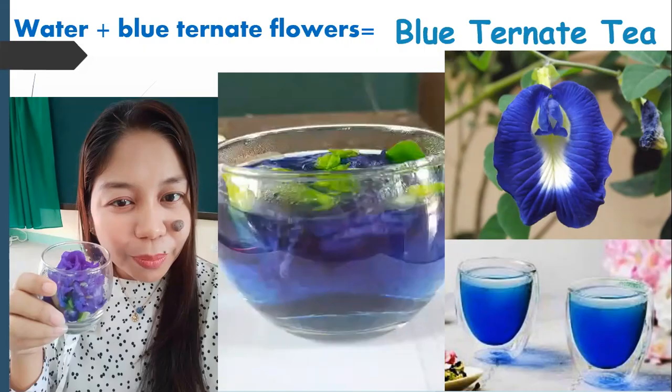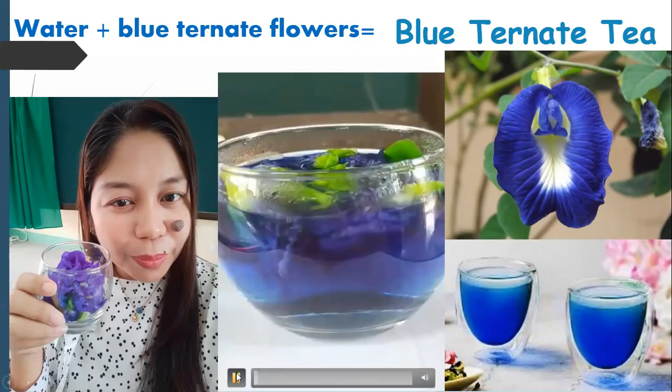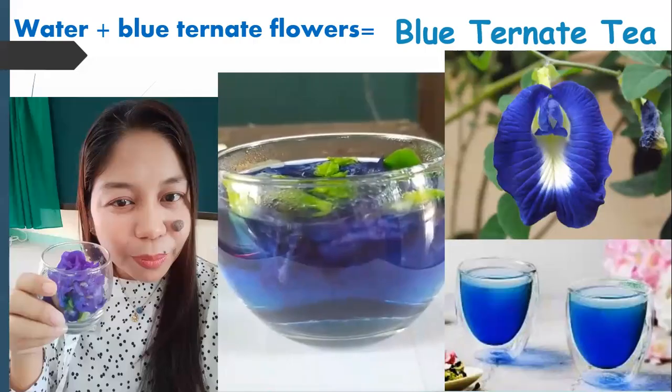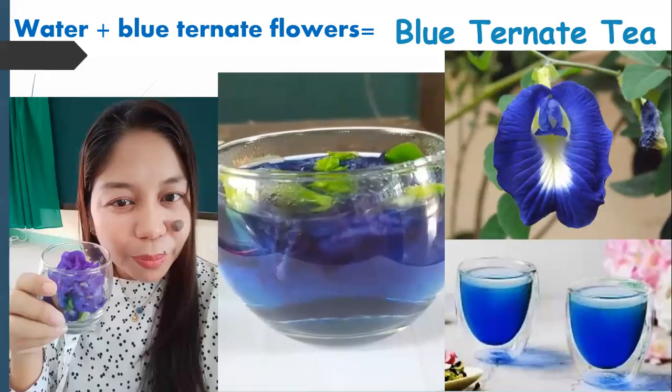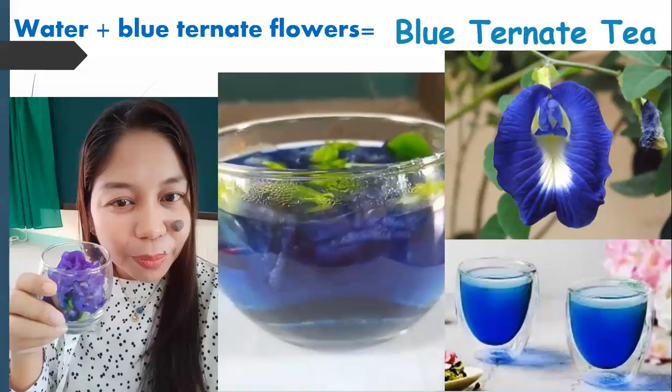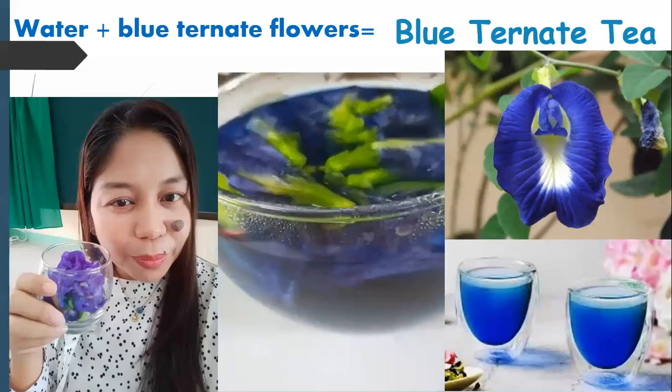What I do is that I put 10 blue ternate flowers in a cup or in a glass and then pour in some hot water. Then I wait for 5 minutes so that the flower's juices may steep into the water. Look at this video. I want you to observe it very well. Observe how the blue colored juices of these flowers move and completely mix with the hot water. Can you see the blue color moving into the water?